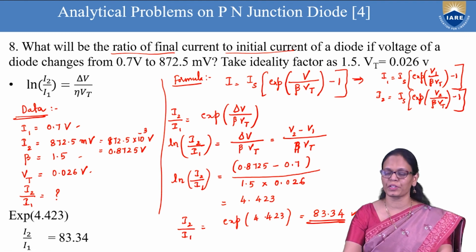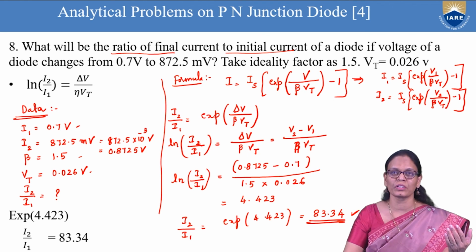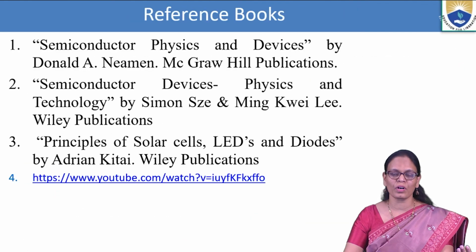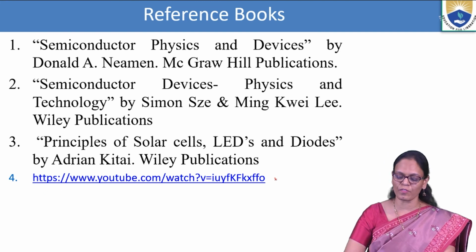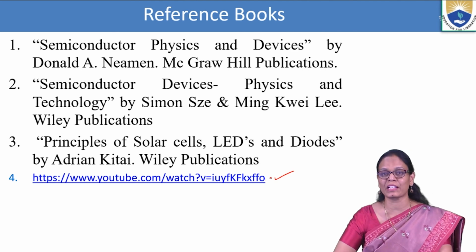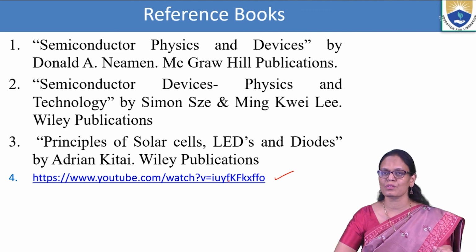So I hope the concept of the junction diode, the calculation of the current, the saturation current and the applied voltage is very clear. So for any clarification, you can refer to this link where you have a number of numericals based on a PN junction diode. You can watch this, or you can refer to this YouTube link and solve more problems for more clarification regarding this concept.